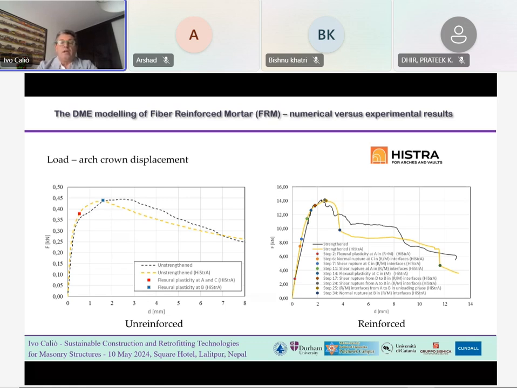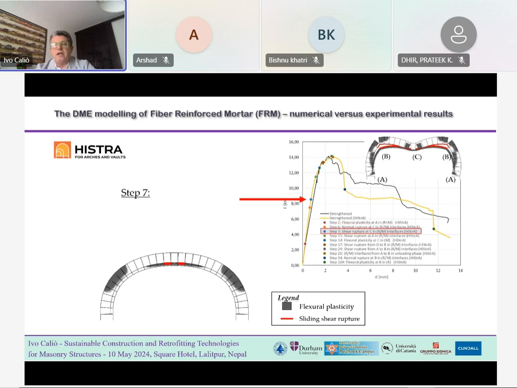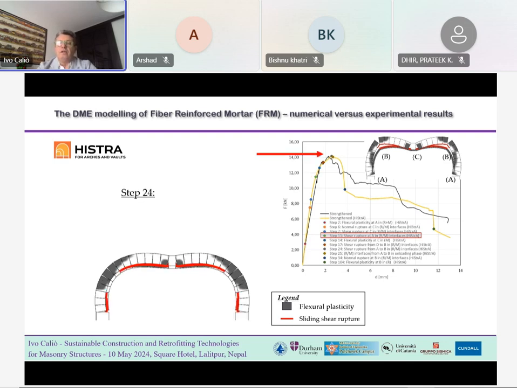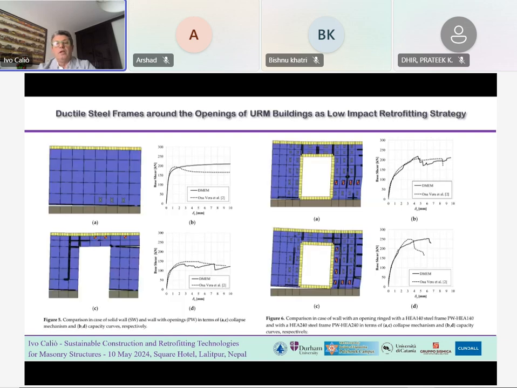And here we can see how, although simplified, our macro element approach very well simulates the experimental results, both in the unreinforced configuration. Here we can see several steps of the modeling, and these steps are also being compared with the experimental results in terms of failure mechanisms, and we obtained almost a perfect agreement between the experimental and numerical model.